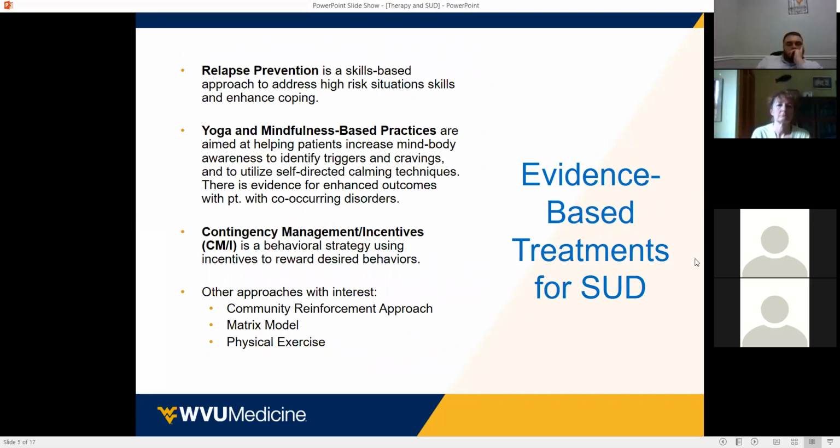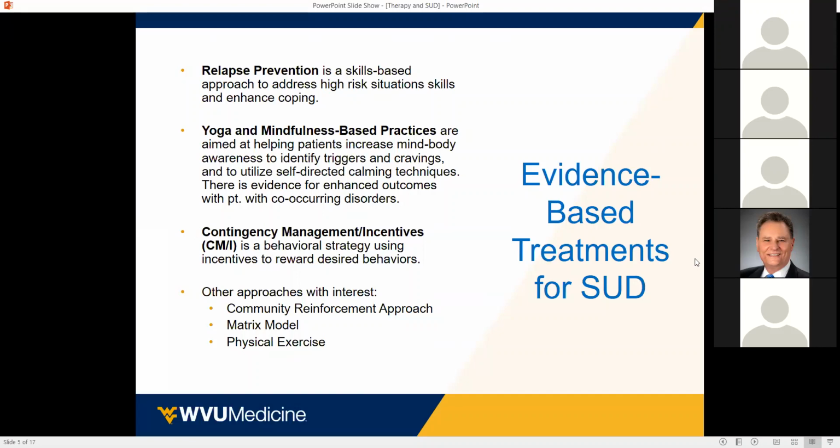Additional strategies include just general relapse prevention that I think can happen at all the other levels that we've talked about, yoga and mindfulness-based practices, and then contingency management or incentives. And then I just have a couple of other areas highlighted with interest. In the interest of time, just for today, I'm going to talk about just a few of these specific modalities in more detail with these follow-up slides. Next slide, thank you.